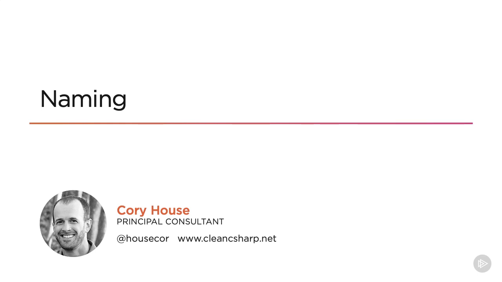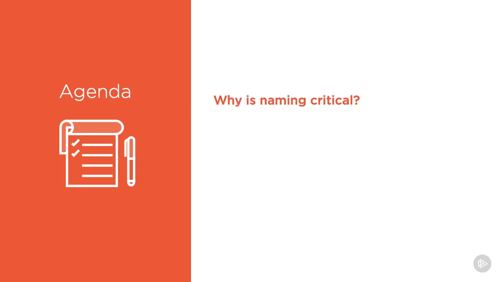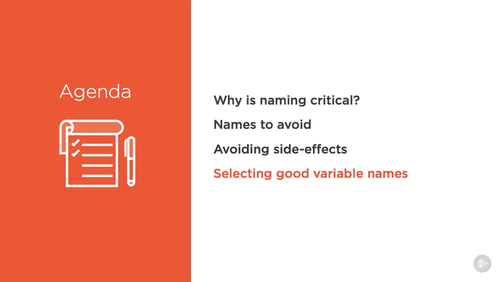In this module, we're going to discuss naming and why it matters. So what's in a name? Well, we're about to find out. Here's our plan. We're going to discuss why naming is so critical and learn some principles for selecting good class names and some names to avoid. We'll learn how to avoid surprising people with nasty function side effects, and we'll wrap up with some principles for selecting good variable names. So let's get started.